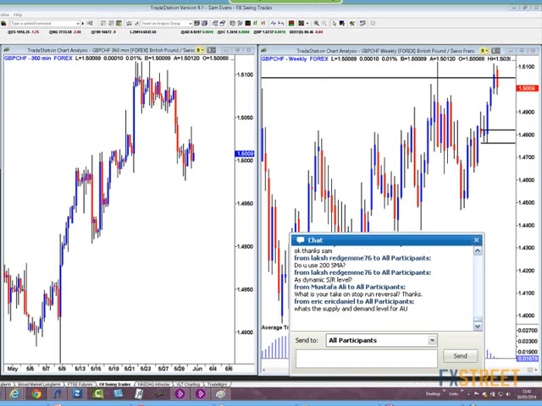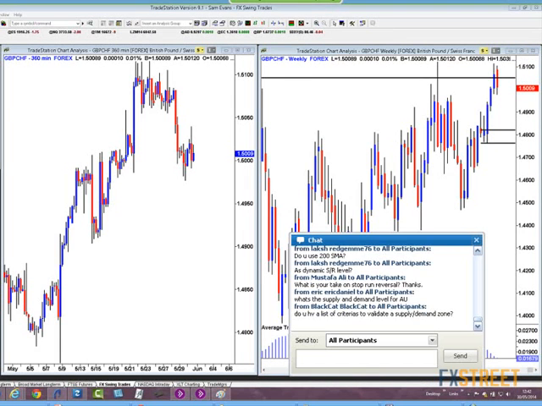Let's check on here. Can you explain fresh area fail? Obviously, yeah, absolutely. Basically, if the level gets broken, it's no longer valid. I'm always having my stop below the demand zone or above the supply zone as well. And eventually, a fresh area is going to fail. So I'll lean on it until it fails, basically.